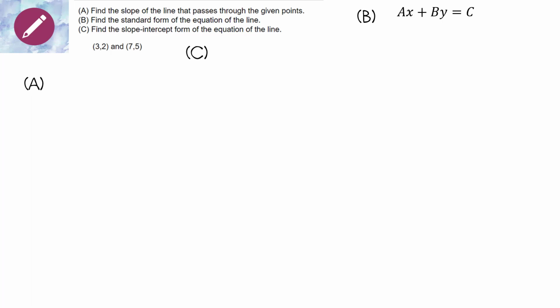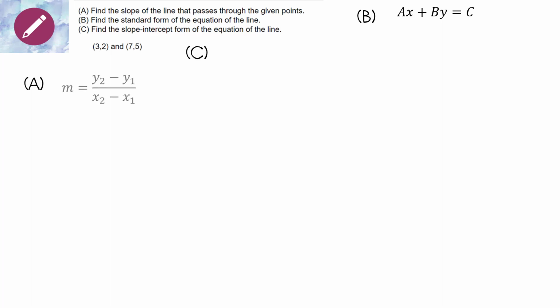Let's do this one together. Find the slope of the line that passes through the given points, A. B, find the standard form for the equation of the line. And then C, find the slope-intercept form of the equation of the line. They give us two ordered pairs, 3, 2, and 7, 5.